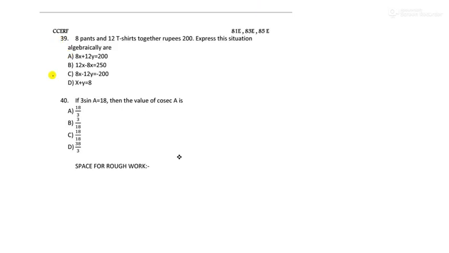Now coming to the last two questions. Question number 39. 8 pants and 12 t-shirts together cost 200. Express this situation algebraically. So 8x plus 12y is equal to 200, if they have given x and y. So this is the answer: 8x plus 12y is equal to 200.